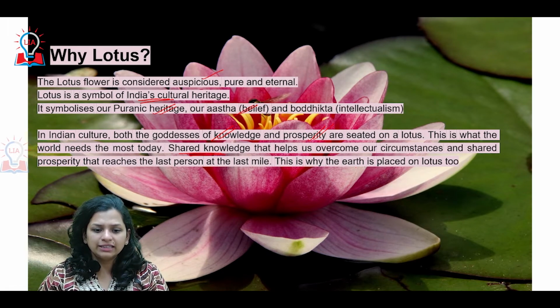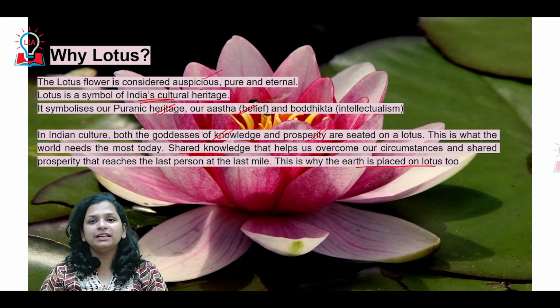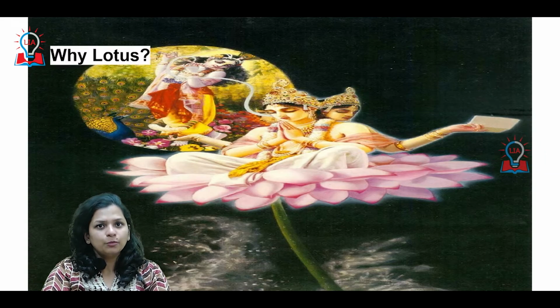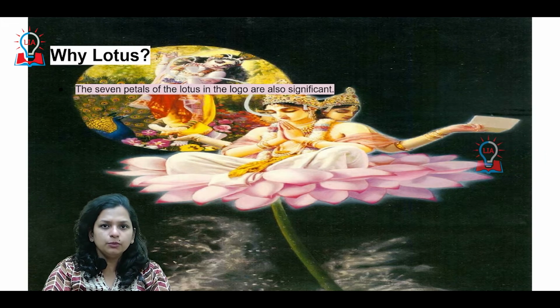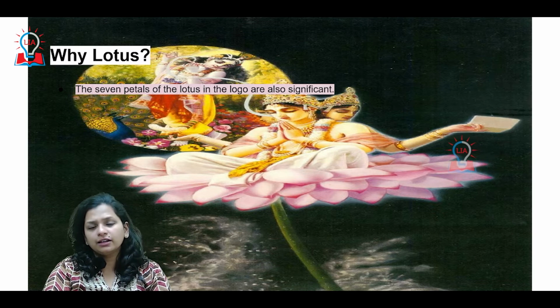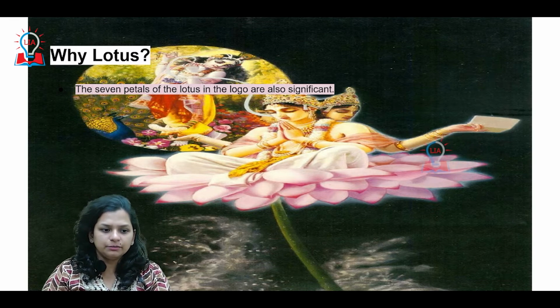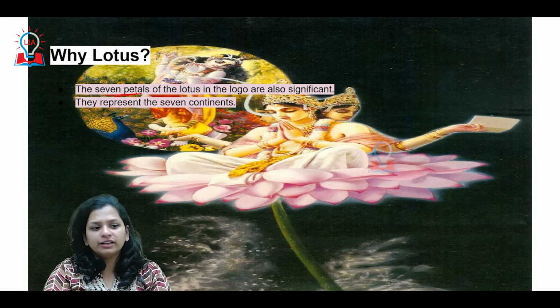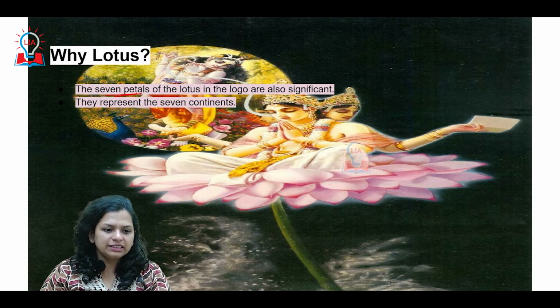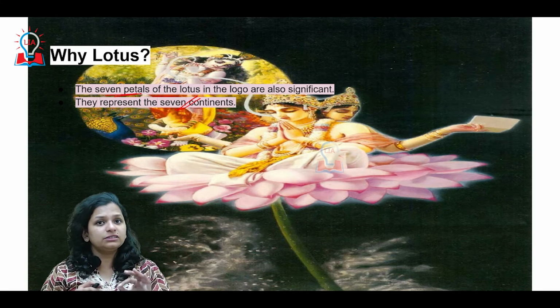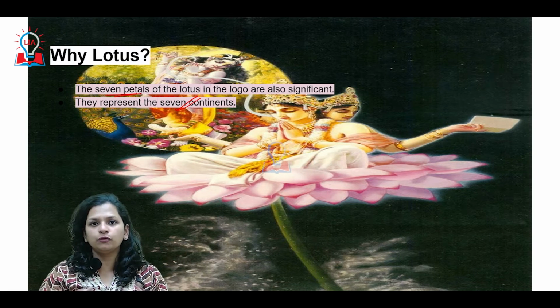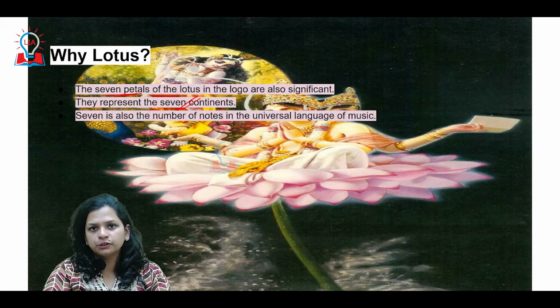So that is why the entire earth is placed on this symbol of the lotus, on this symbol of shared knowledge and prosperity, the way our goddesses have used the lotus in ancient times. Especially the 7 petals used in the logo are also very significant. They basically represent the 7 continents. Here we're trying to show that all these 7 continents, the entire world, is enveloped and symbolized through this particular lotus.